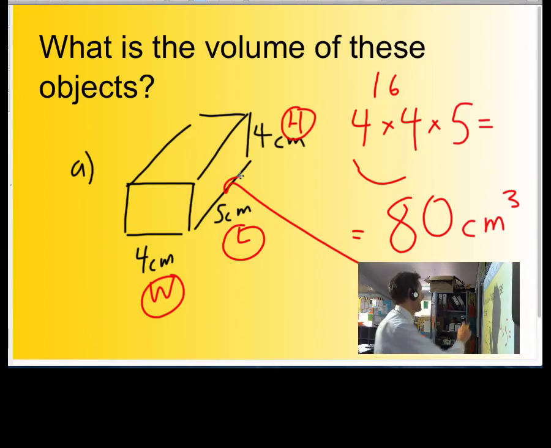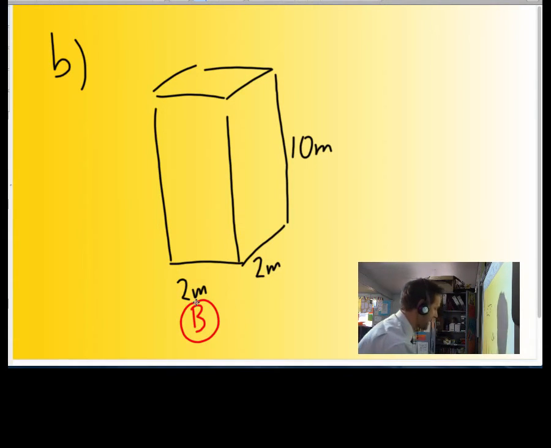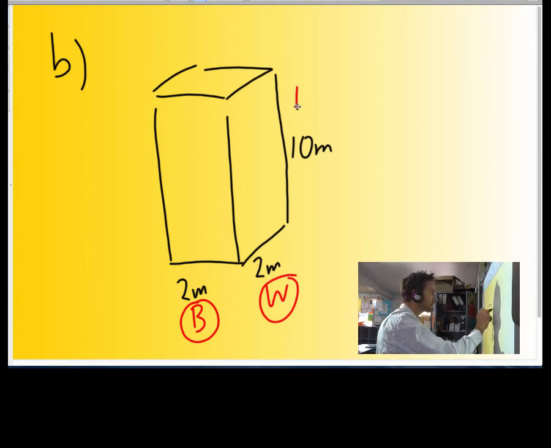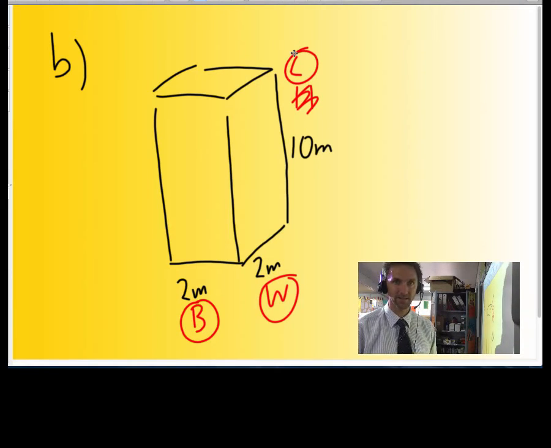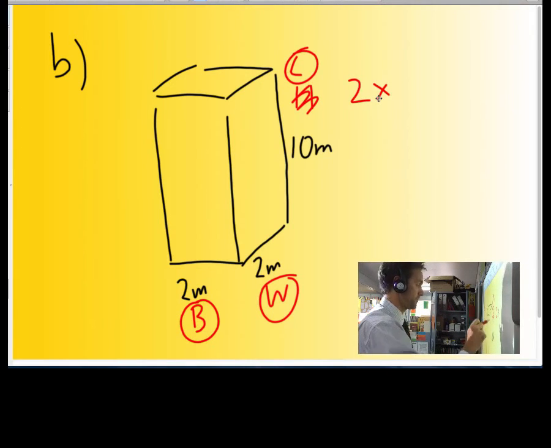Let's try one together. Let's have a go together. All right, 2 meters in breadth. It is 2 meters wide. It is 10 meters in length. Okay? What are you going to do? What's the sum? Have a think about it. It is, of course, 2 times 2 times 10. And, of course, it's all meters. We'll sort that out at the end.